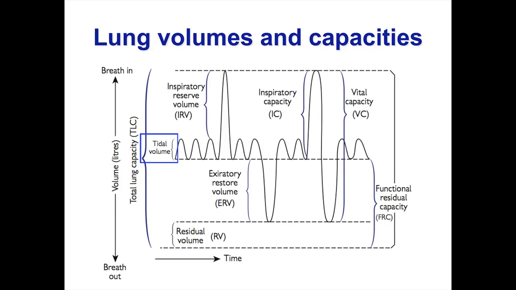Tidal volume is the volume of air inspired and expired during normal breathing. The residual volume is the volume of air remaining in the lungs after maximal expiration. Total lung capacity, the TLC, is the volume in lungs after maximal inspiration. This is a sum of the inspiratory reserve volume plus the tidal volume plus the expiratory reserve volume plus the residual volume.